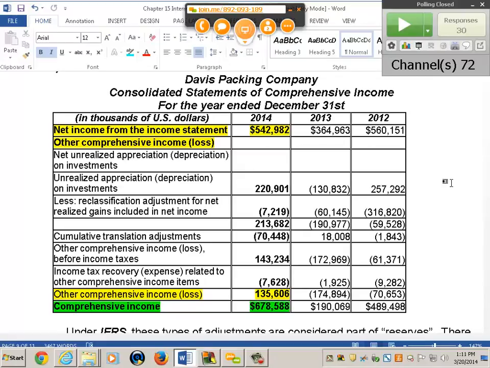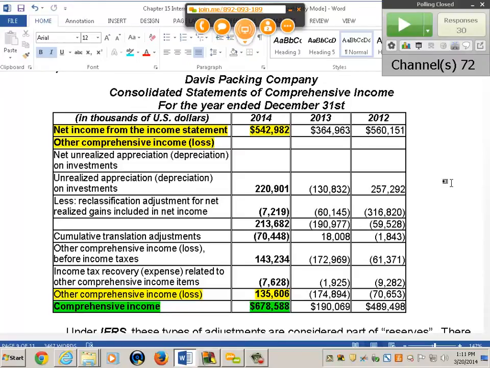Translation adjustments that relate to foreign subsidiaries that you're not going to sell. Loss in 2012 of 1,843, gain of 18,008 in 2013, and a loss of 7,448 in 2014. I mean, these numbers are all over the place, and these are the numbers you want to keep off of your income statement if they're not going to be related to cash flow.